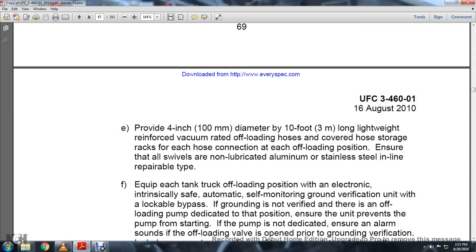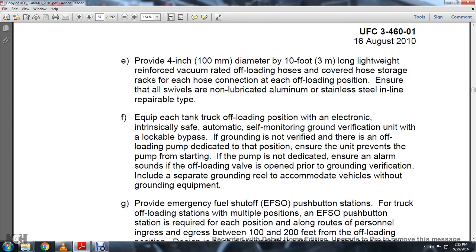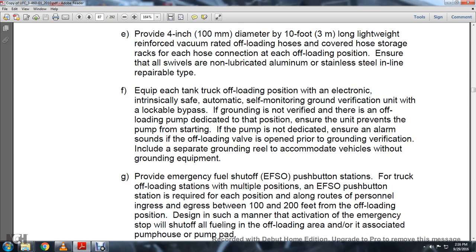for each hose connection, at each offloading position. Ensure that all swivels are non-lubricated, aluminum, stainless steel, and line repairable type. Equip each tank truck offloading position with electronic, intrinsically safe, automatic self-grounding.